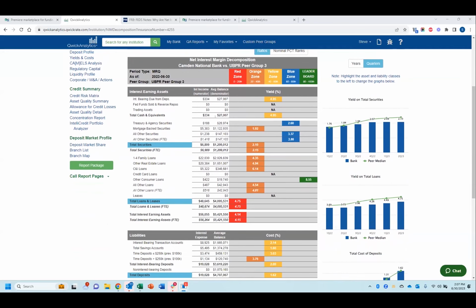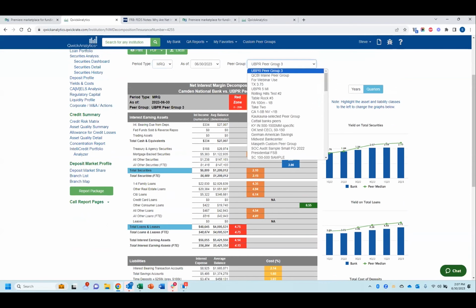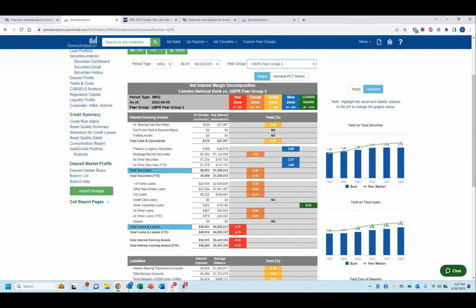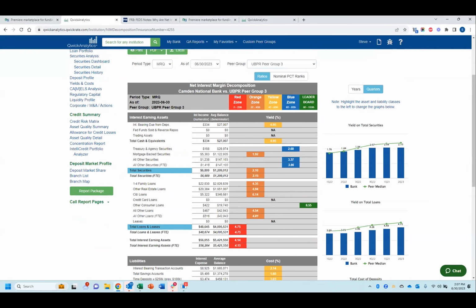And what you get to see is, for any given point in time, as of any date and using any duration, quarterly or year to date or trailing 12 months, you can look at your various yields and costs and compare them with whatever peer group you want. By default, we're using the UBPR peer group 3, but we could use all the community banks in the state of Maine, since these guys happen to be in Maine, or any custom peer group you want, just like for any of the other pages on the platform.